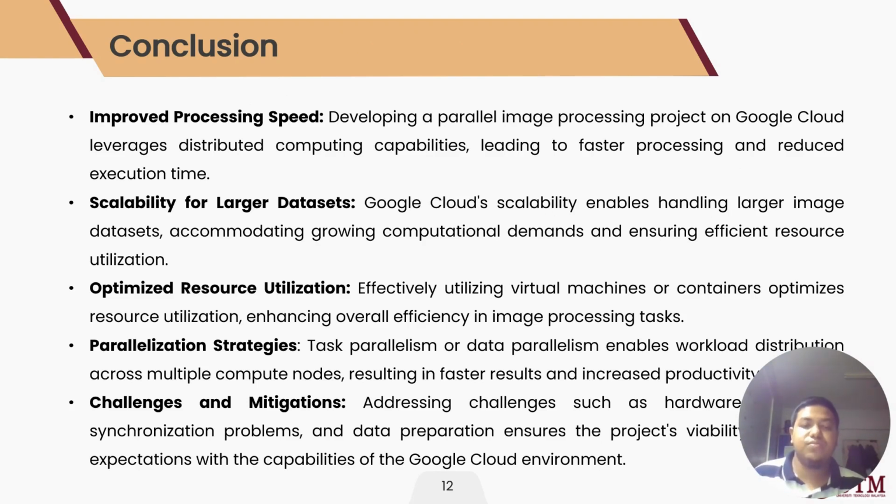About our conclusion, we improved processing speed in this project. Our processing speed on Google Cloud leverages distributed computing capabilities, leading to faster processing and reduced execution time. And about our scalability for larger datasets, Google Cloud scalability enables handling larger image datasets, accommodating growing computational demands, and ensuring efficient resource utilization.